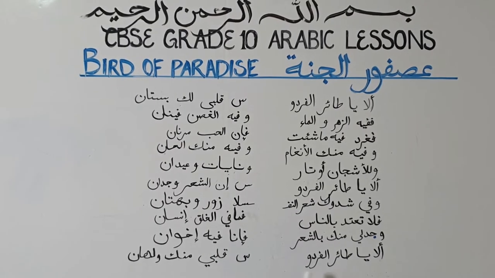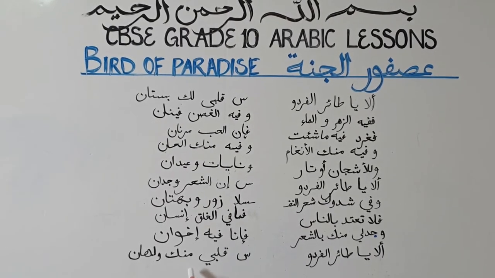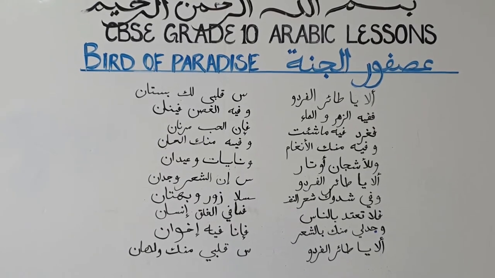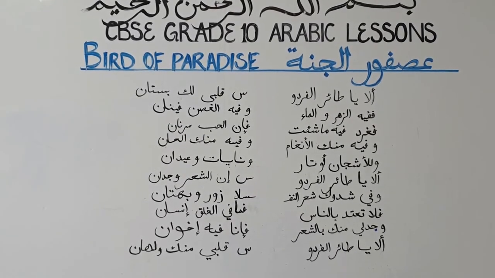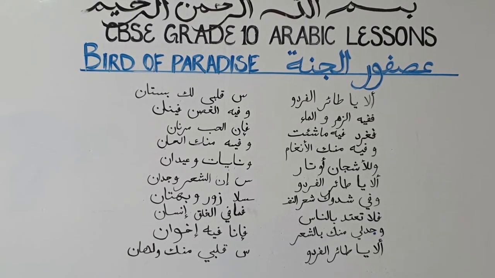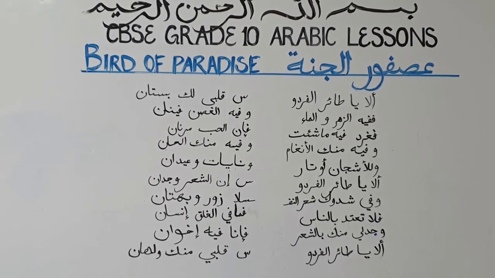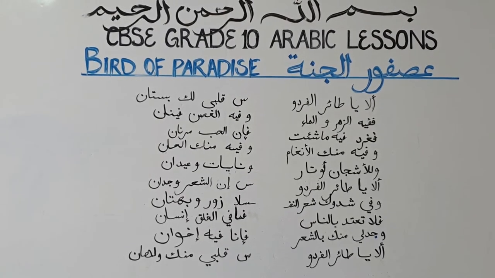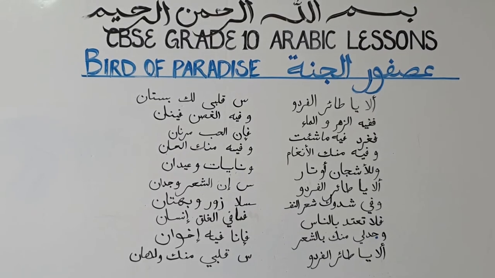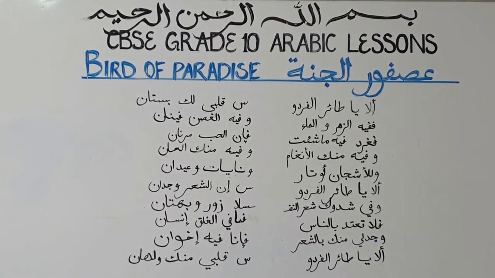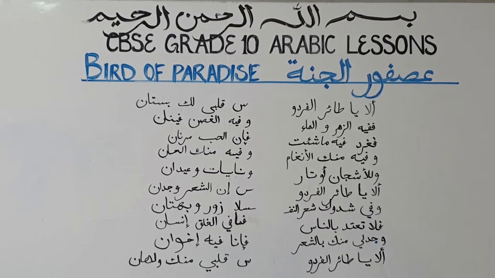Again he is ending the poem by saying that O bird of paradise, my heart is worrisome in your matter. He is saying that he is madly in love with you. I can't explain how much I love you, how much I am in love with you.